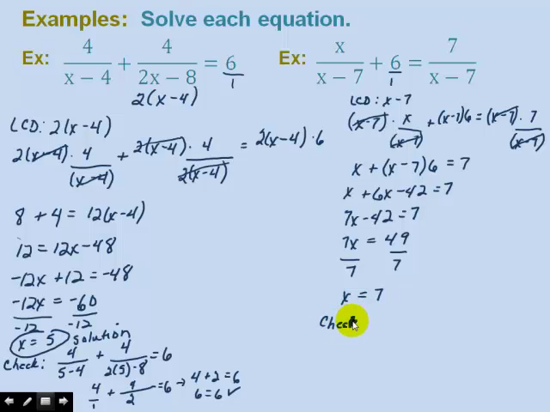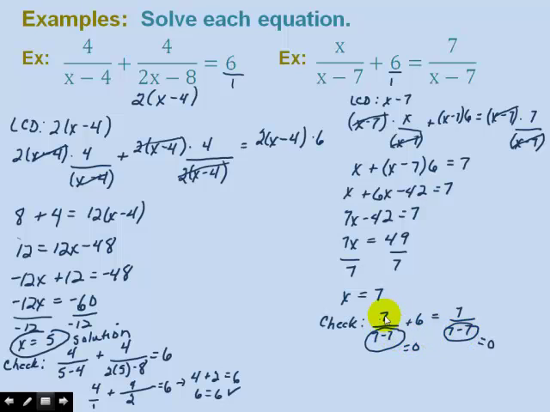So now we're going to check. Again, we're going back to our original equation. So if we put in 7 in place of x here, we get 7 over 7 minus 7 plus 6 is equal to 7 over 7 minus 7. Now here we have a problem, because in both of these two denominators, 7 minus 7 is going to give us 0. That means we've got division by 0, which is undefined.